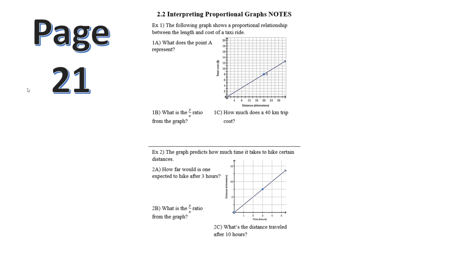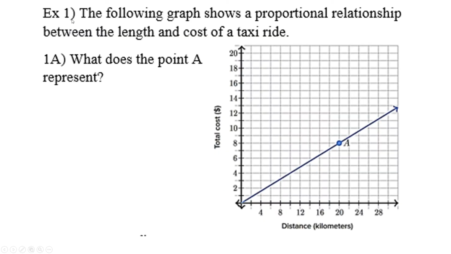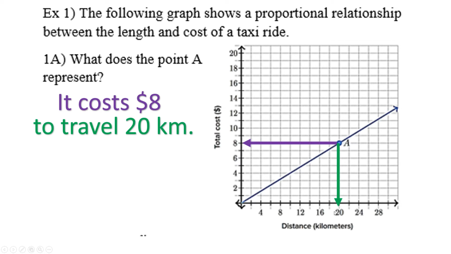Okay, now we're on page 21. It's a little half sheet of notes with 2 examples, example 1 and example 2. So we're going to start with example 1. The following graph shows a proportional relationship between the length of a trip and the cost of a taxi ride. So the distance and the cost. What does point A represent? When we look at point A, we're going to do our y over x. So A would represent $8 per 20 kilometers driven. So it costs $8 to travel 20 kilometers.